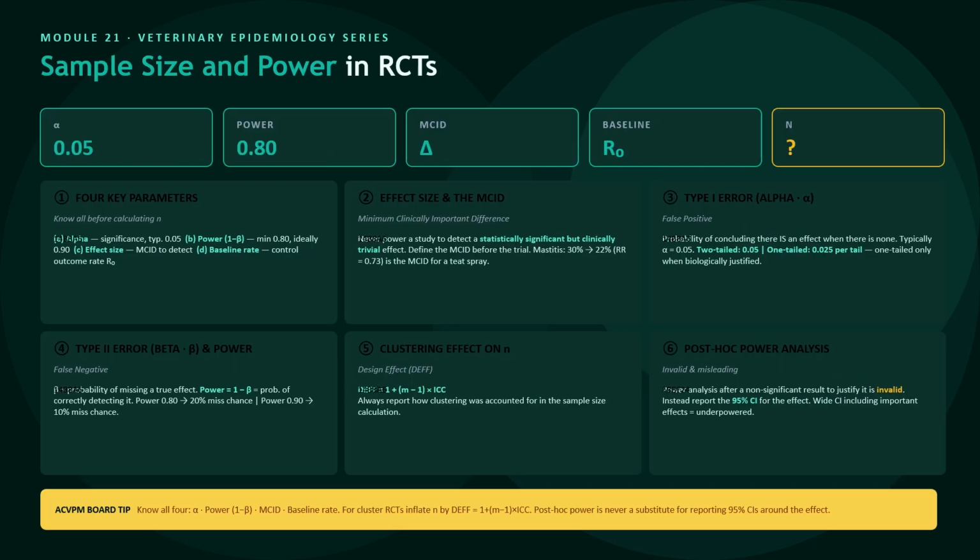Sample size calculations require four parameters: alpha, or type 1 error, power, 1 minus beta, effect size, MCID, and baseline rate. Defining the minimum clinically important difference, or MCID, is essential. We don't want to power a study to detect trivial effects. Post hoc power analysis is invalid. Instead, interpret confidence intervals around the effect estimate to assess precision and clinical relevance.